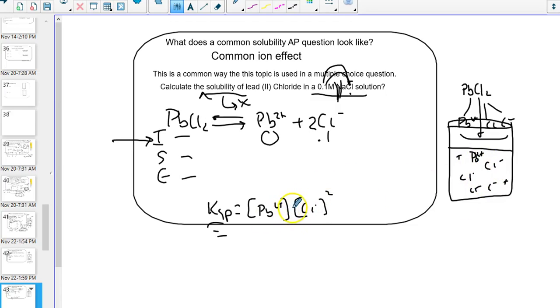I got stuff there. So we're going to gain x of the lead and 2x of the chloride. That will allow me to say, okay, there's just x, and there's 0.1 plus 2x. Okay, and now that includes everything I have at equilibrium.